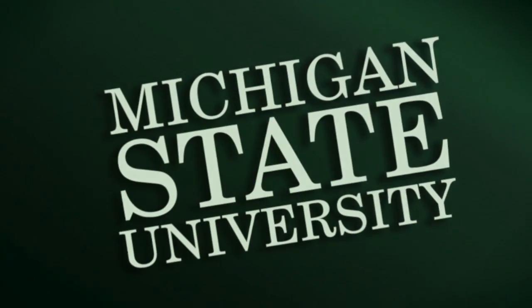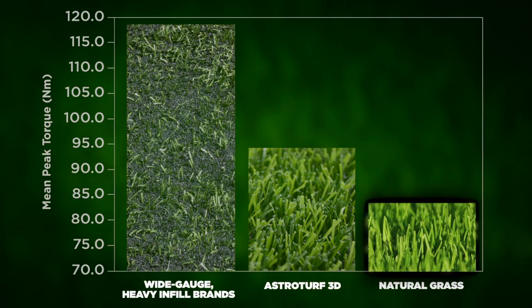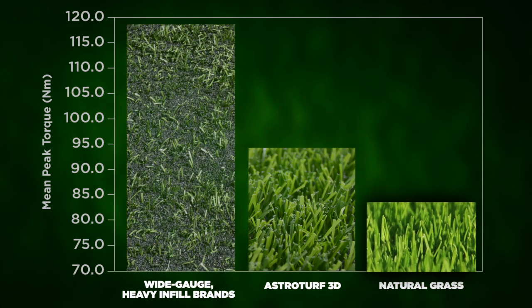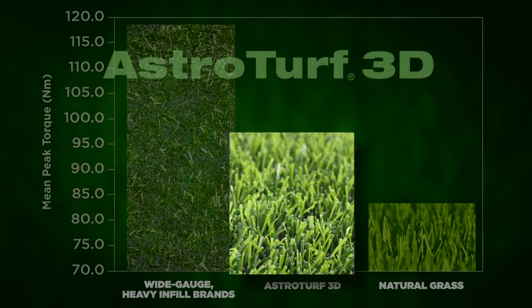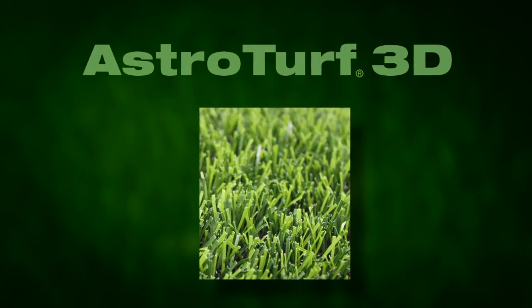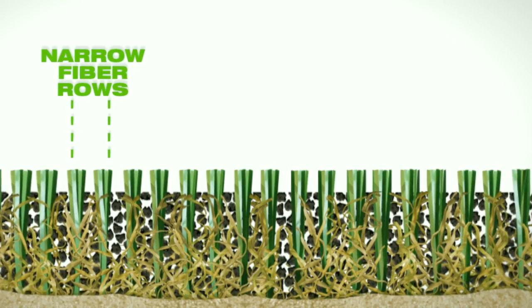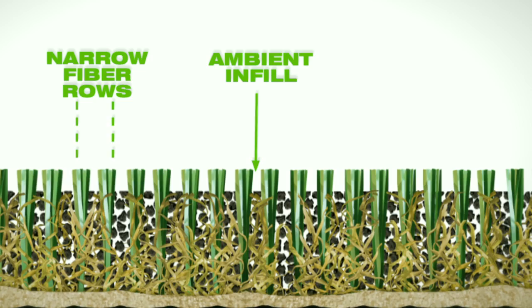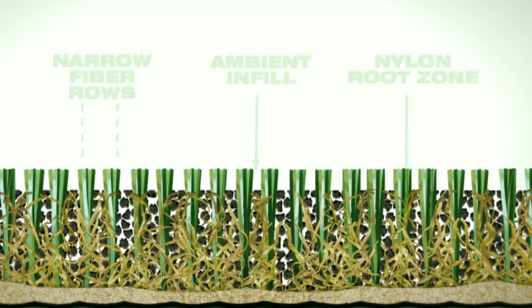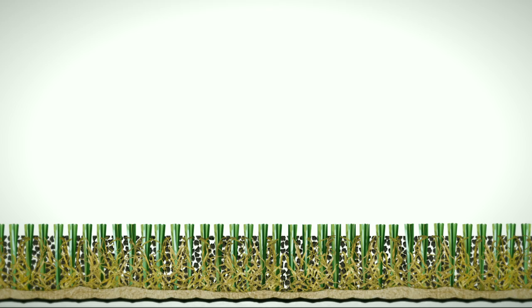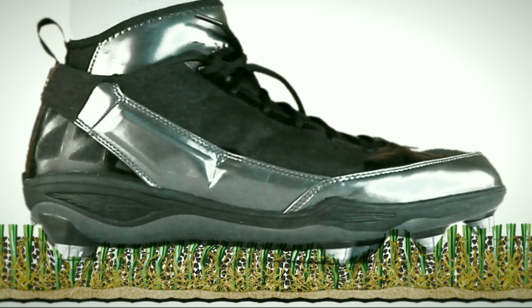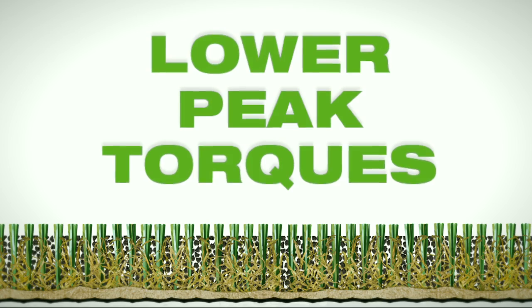Conversely, the Michigan State study found that next to grass, the gold standard for rotational traction, the turf with the lowest peak torque was AstroTurf 3D, the only turf system with narrow fiber rows, ambient infill, and a nylon root zone. The root zone provides support for the fibers while needing less infill for stability, which limits cleat contact with the infill and results in lower peak torques.